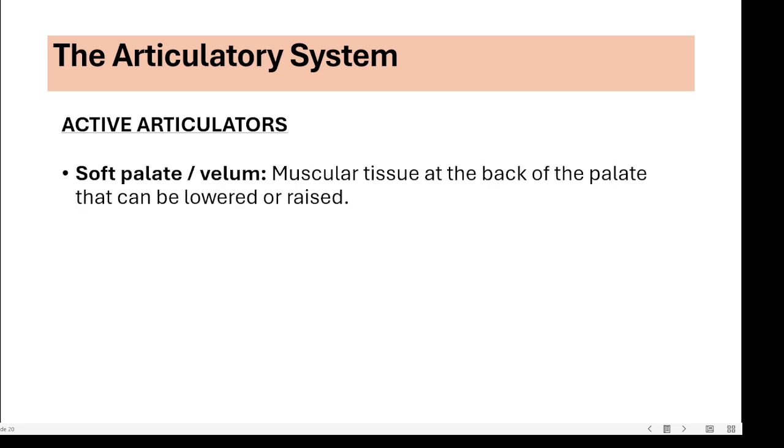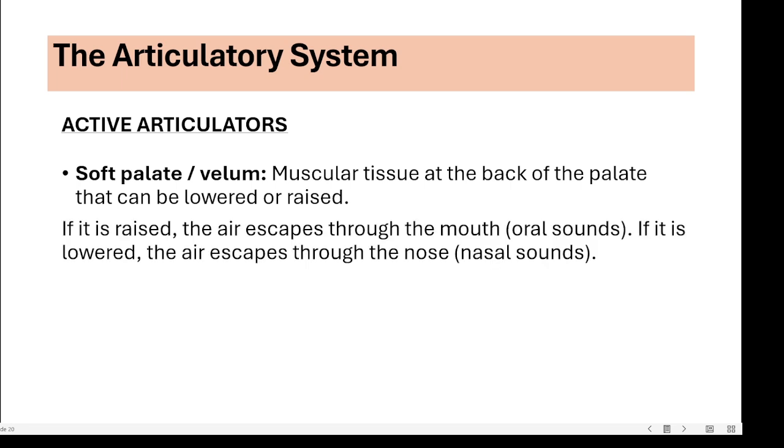Another important articulator is the soft palate or velum, which is muscular tissue that is at the back of the palate, and it is movable and it is active because it can be lowered or raised. When it is raised, the air escapes through the mouth. So this is the case of oral sounds. Oral sounds are those sounds in the production of which the air escapes through the mouth. But what happens when the soft palate is lowered? In this case, the air escapes through the nose, producing nasal sounds.